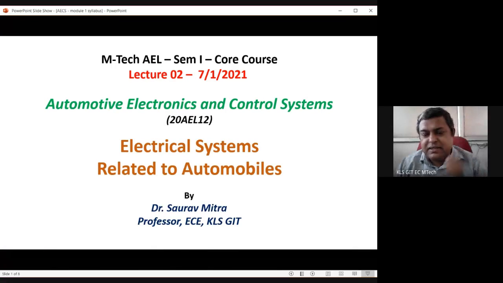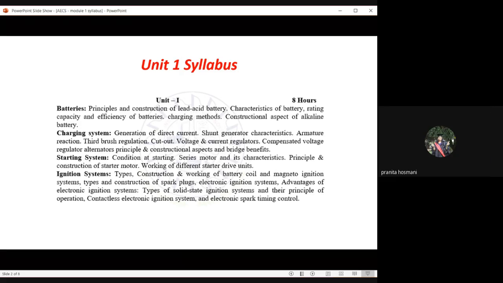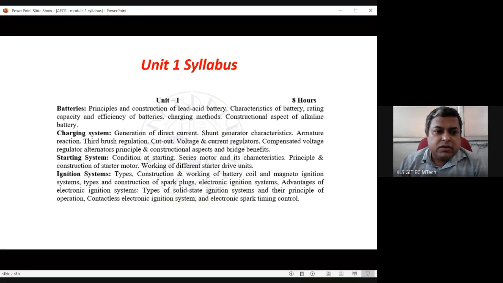I'll show you all the slides that I've prepared. Not much time I have given. This is visible, unit 1. What all topics are there? Yes. Okay, so can you just very fast write down all these things?